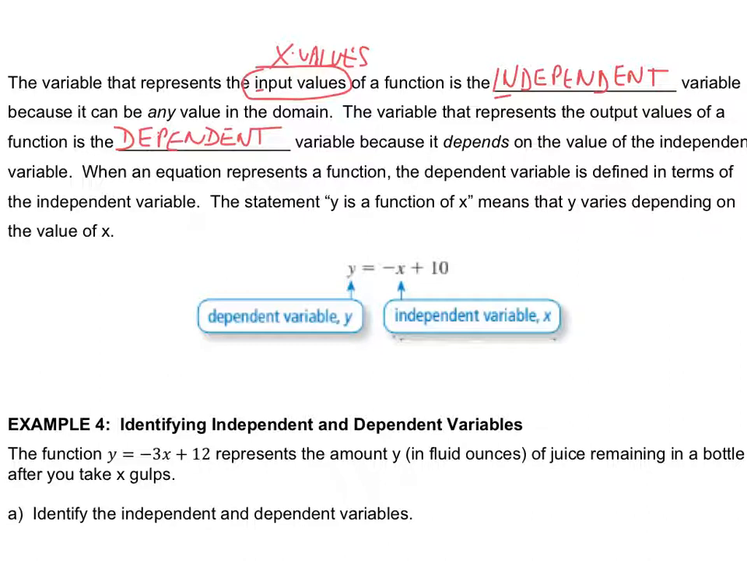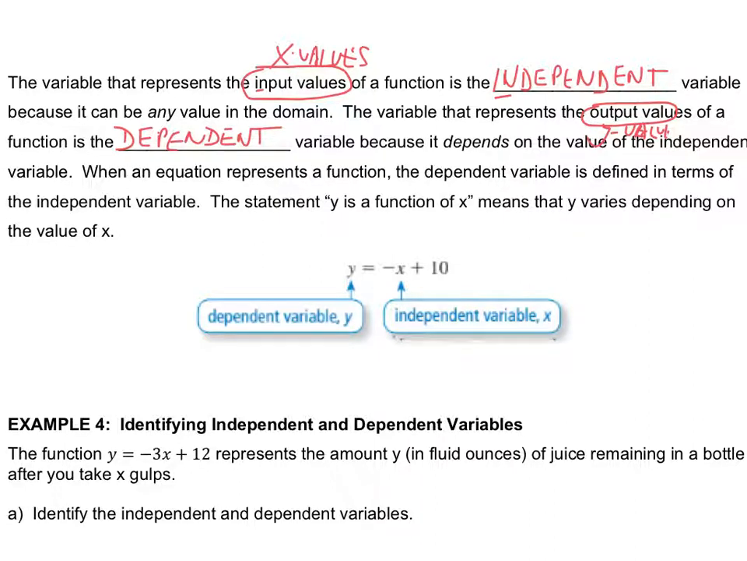The y values, or the outputs, are called the dependents, basically because they depend on what the x's were. The x goes in, so it can be anything. Run it through the equation, and the y comes out based on what went in. So the y values are our dependents. The independents are the inputs. Those are the x values.